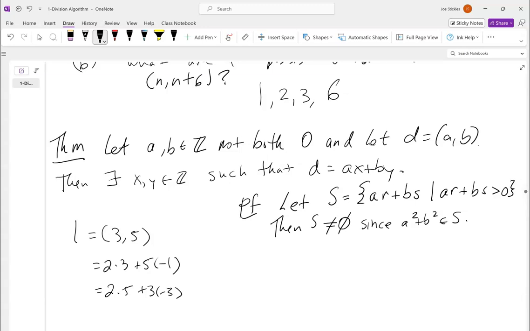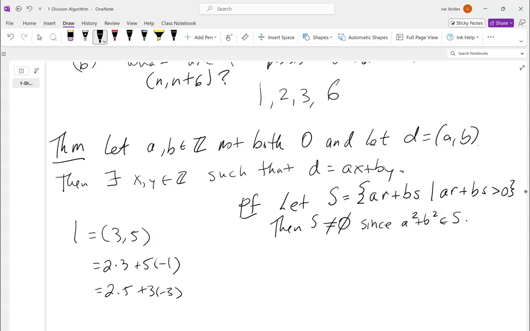Then the proof goes that the smallest element of this set exists, by the well-ordering principle. Like I said, I'm going to stop since I've got about 1 minute. So you would need to show that it is a common divisor of A and B, and then show that it's the greatest of all common divisors. The idea to show that it's the greatest is just the idea that we talked about.